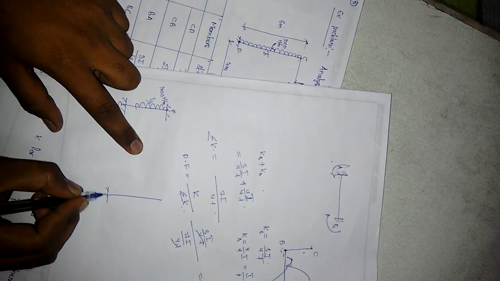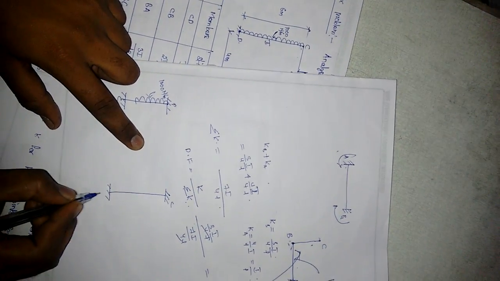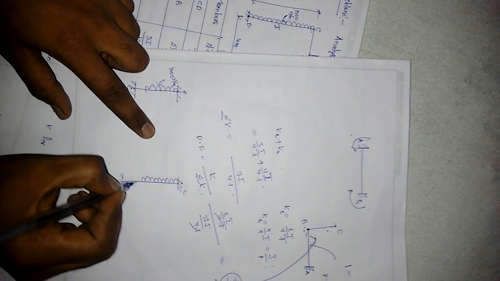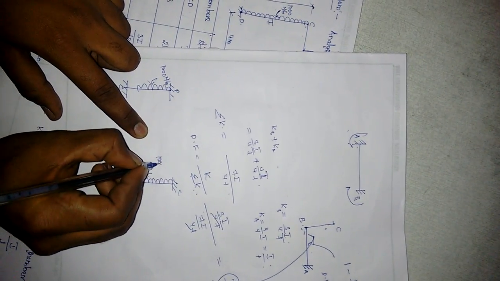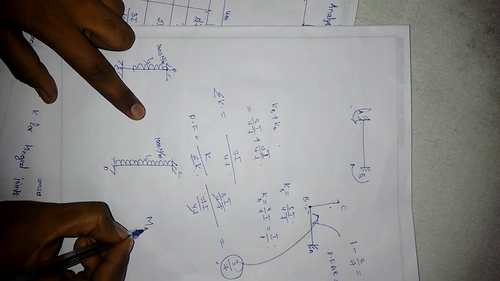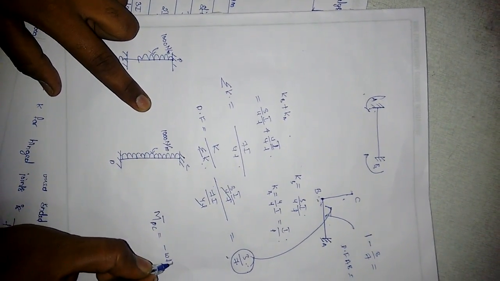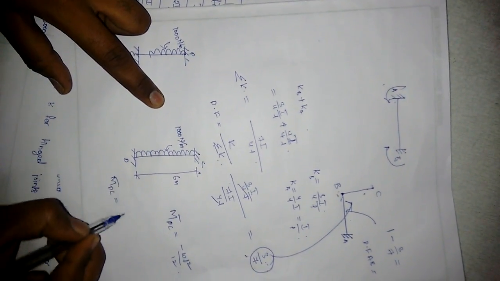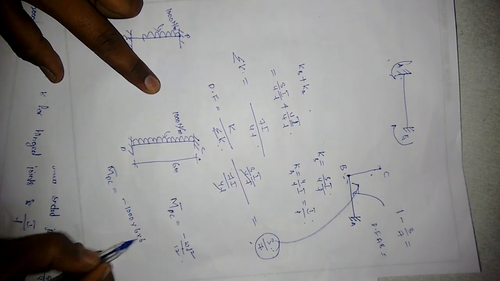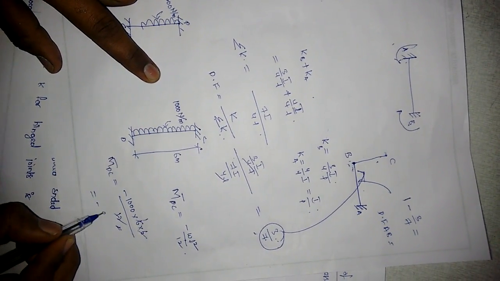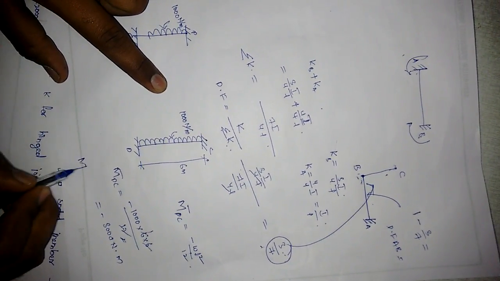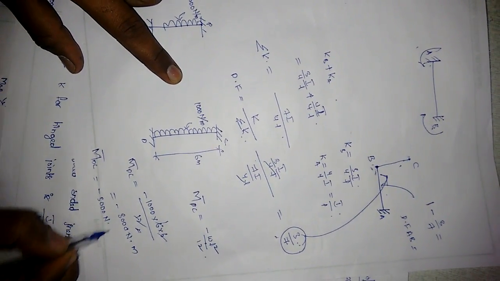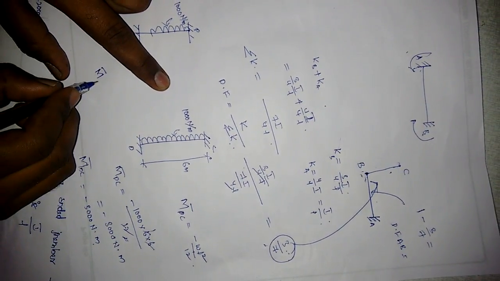Now see friends, in this frame we consider the member CD. We are assuming it as fixed ended. Here it is C, here it is D. There is a UDL of 1000 Newton per meter. We have the formula for the fixed end moment, WL square by 12. W is 1000 and the length is 6 meter. The moment about DC is 1000 into 6 square by 12, which is 3000 Newton meter. This is anti-clockwise 3000 Newton meter at DC, but if we consider the clockwise moment at CD, it gives positive 3000 Newton meter.